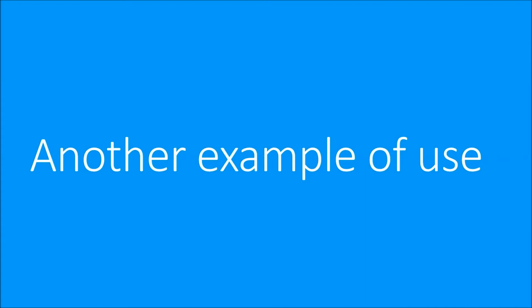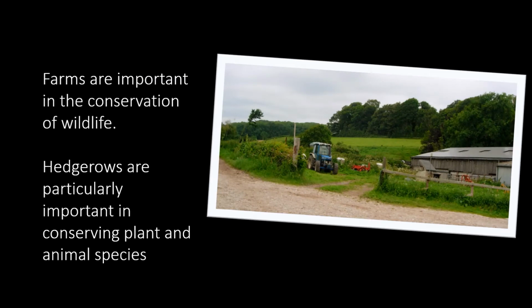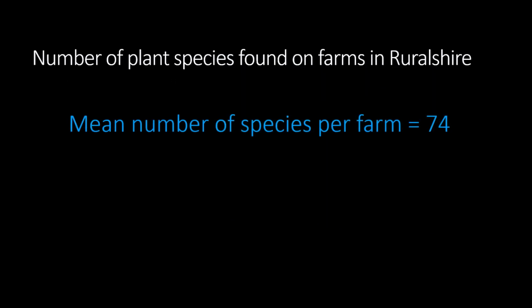Right, just to finish off with, I want to show you one other example of how this can be useful. Now, farms are very important for the conservation of wildlife. They cover a large area of the country, and particularly where growing crops, because of herbicides and pesticides, there's not an awful lot of species of plant that live in a farmer's field, but they do live in the hedgerows around the outside if they've planted hedgerows, and so they are important areas for conserving plant and animal species. So supposing we wanted to see how well farms in a particular area are doing.